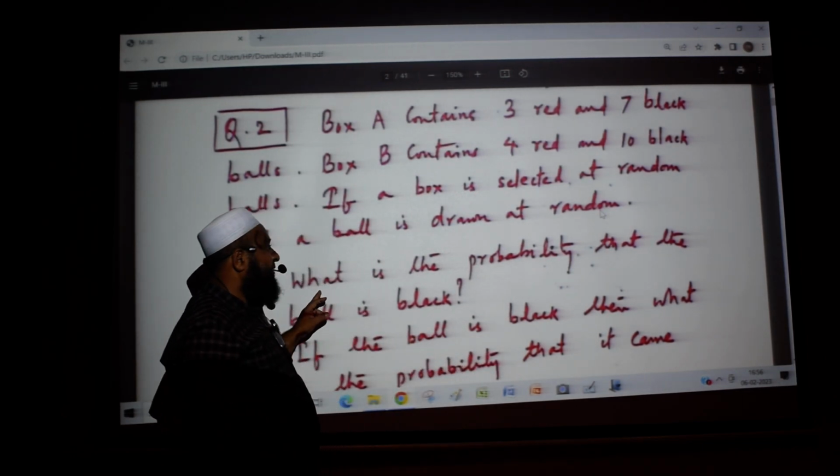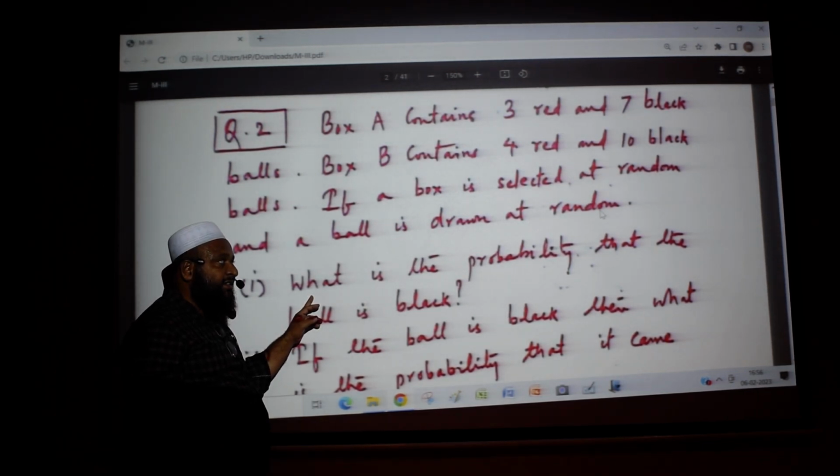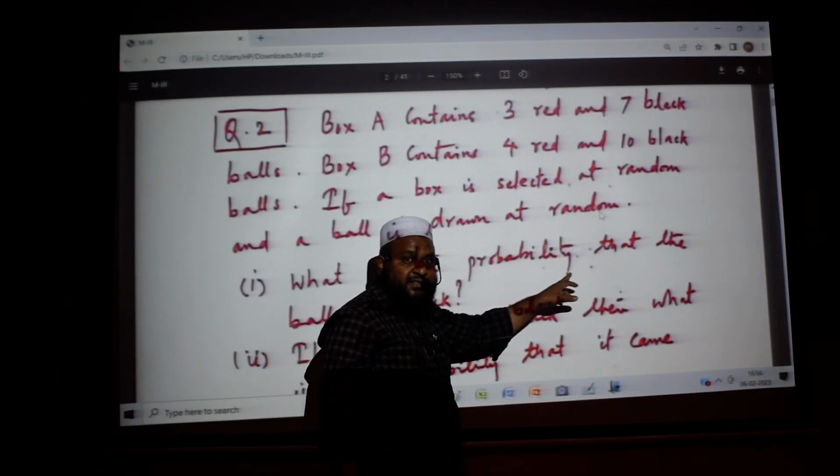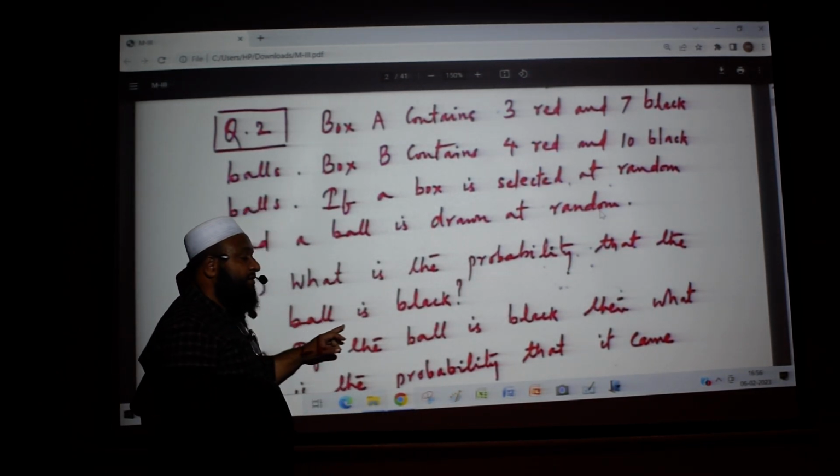So what is asked in this? What is the probability that the ball is black?